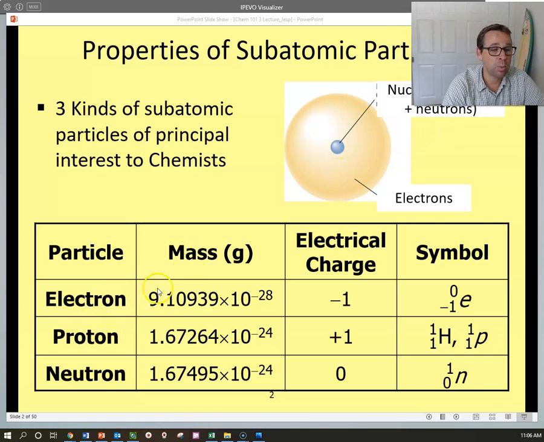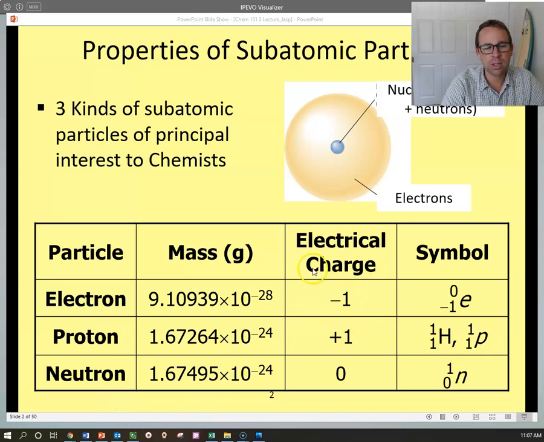Okay? And we can see here the difference in the mass between our electrons and our protons. Electrons are more than 1,000 times smaller. So 1.6 times 10 to the minus 24 is the mass of a proton. That means you have to move the decimal place over 24 times. That would be 0 point with 23 zeros and then 1,672,64. That would be the mass in grams of a proton. But for an electron, you have 27 zeros and then the 9109. So the mass of an electron is always going to be more than 1,000 times smaller than that of a proton, whereas the mass of a neutron is almost identical to the mass of a proton.